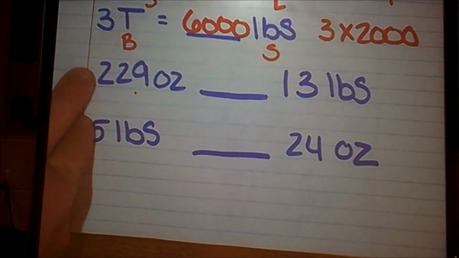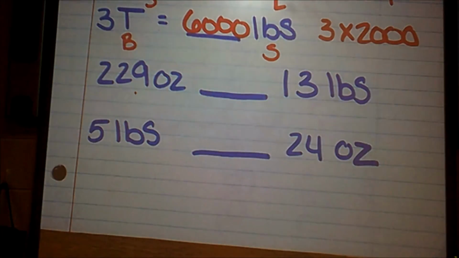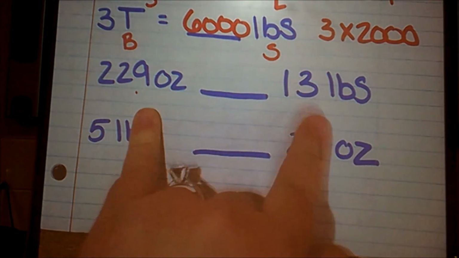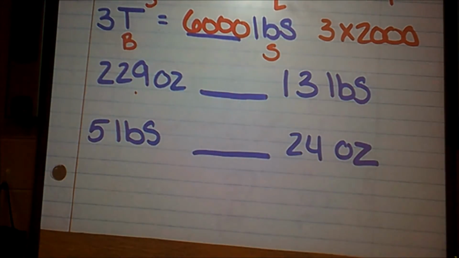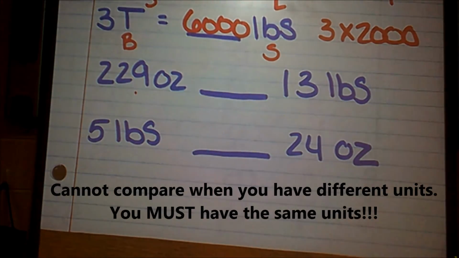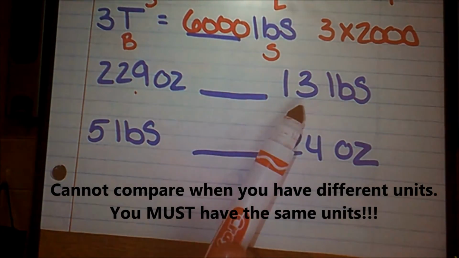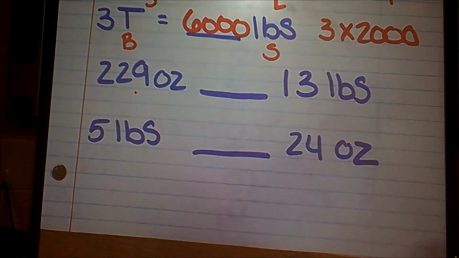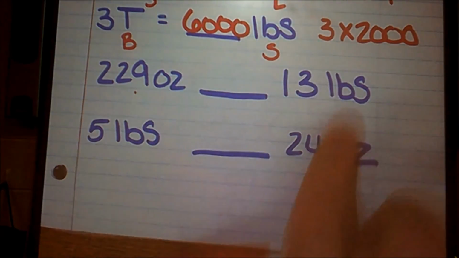So for these two problems, you are going to determine which side is greater. What is more, 229 ounces or 13 pounds? So in order to do that, we're going to have to convert so that we have the same units. We cannot compare different units. So I'm going to convert my 13 pounds into ounces so that I have ounces and I have ounces, and then I can properly decide which one is greater. So big to small, I multiply.